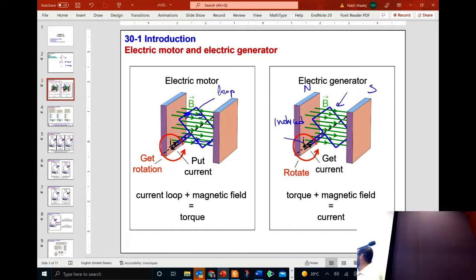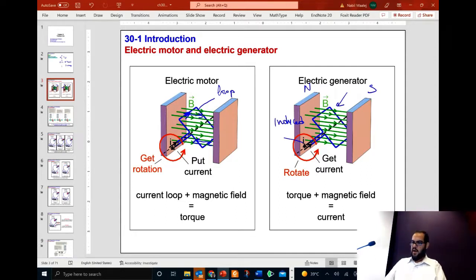So here we are converting mechanical energy, mechanical motion, into electric energy, into electricity. So these are two very important devices that we depend on these days. You can see electric motors in many devices, and electric generators are used to generate electricity and so on.